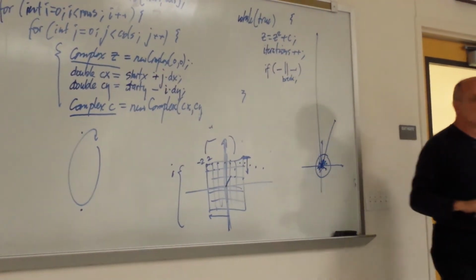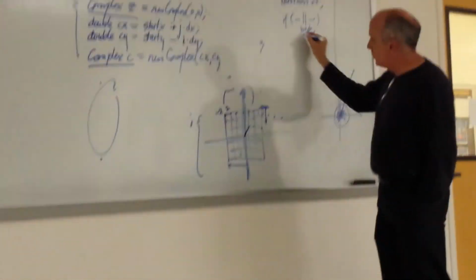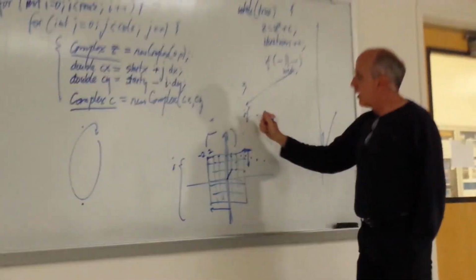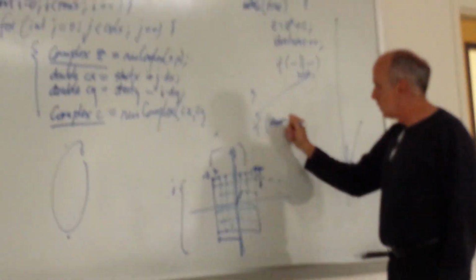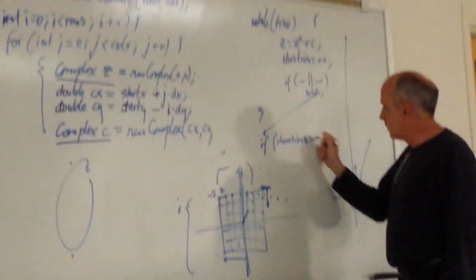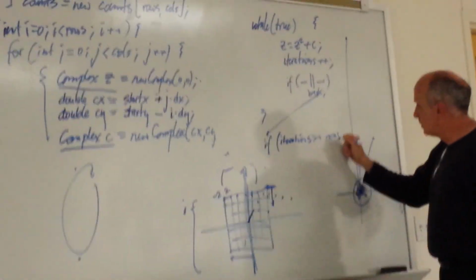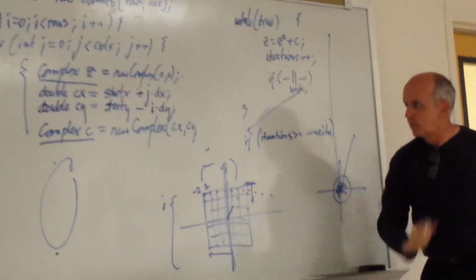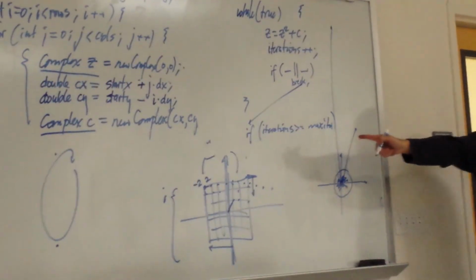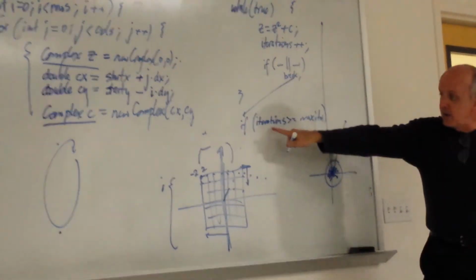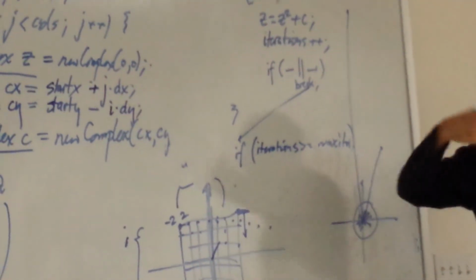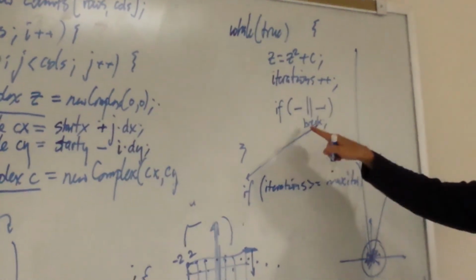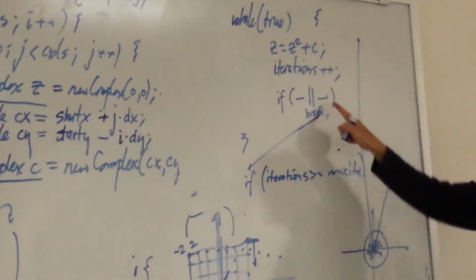No, stop. Okay, so that takes me to here. Now I have an if statement: if iterations is greater than or equal to max iterations, that means it converged. I made it all the way through. I squared it again, and again, and again, and again. And the modulus now became too big.